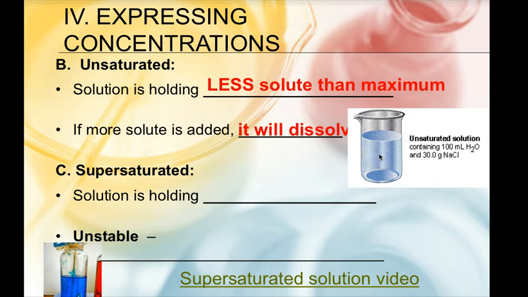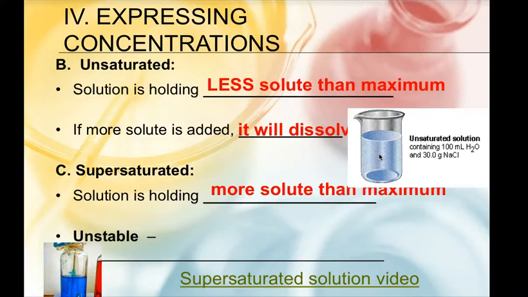The strangest one is called a supersaturated solution, and a supersaturated solution is a solution that's actually holding more solute than it normally can. Well, how is that possible? We just said that if you take a saturated solution and you add more solute, you'll see more appear at the bottom, and that's true. So what we have to do is we have to cheat.